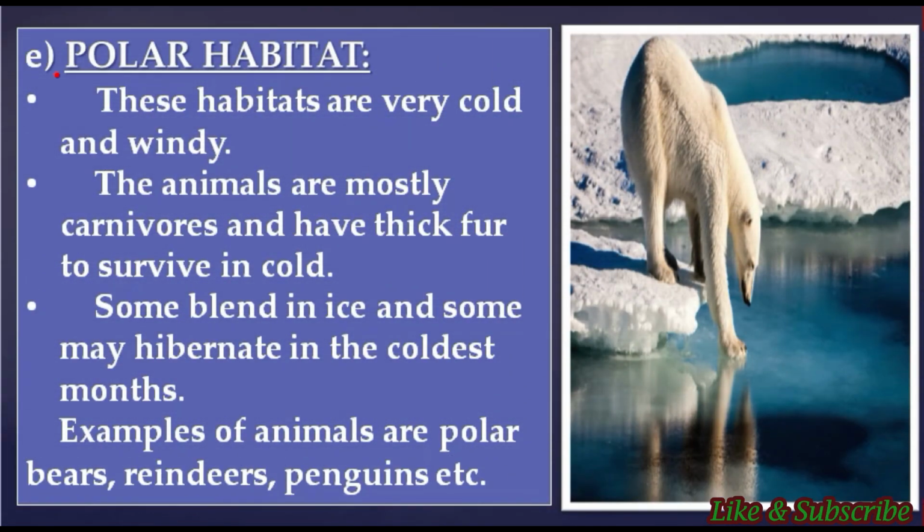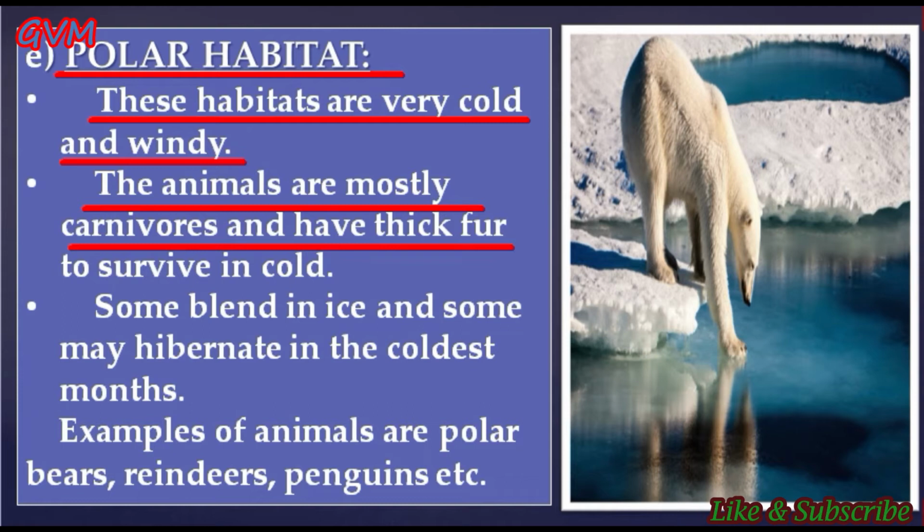Now students, the next kind of terrestrial habitat is polar habitat. Students, as you all know, these types of habitats, means to say polar habitats, are very cold and windy. And do you know students why? Because of their locations that are very far from the equator. And students, the animals that are generally found here are carnivores, and they have very thick fur on their body that helps them to survive in this adverse condition.